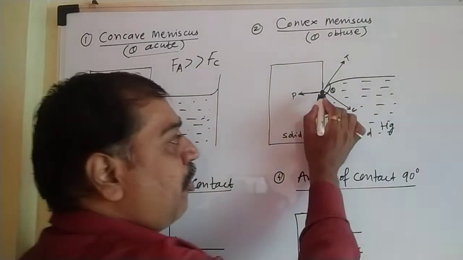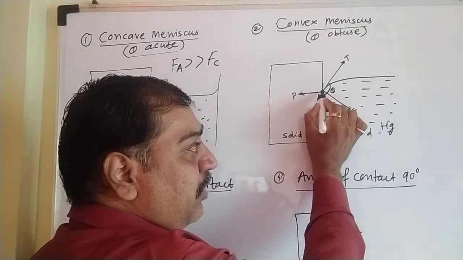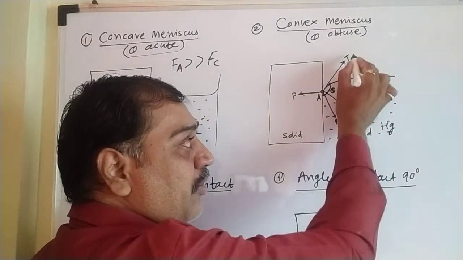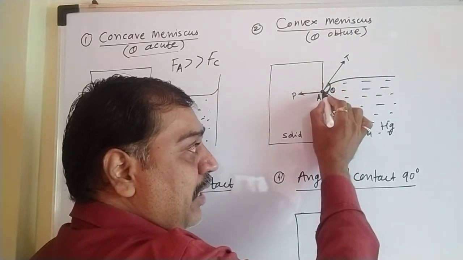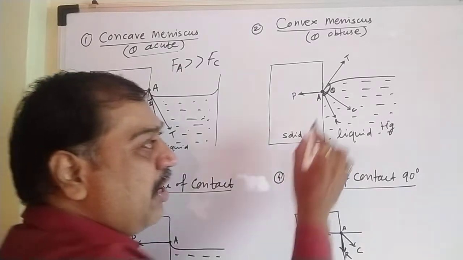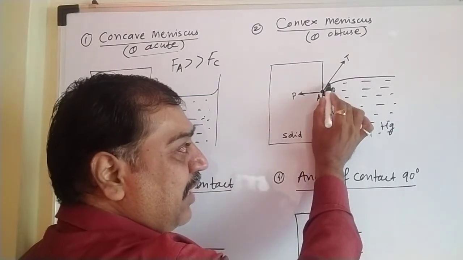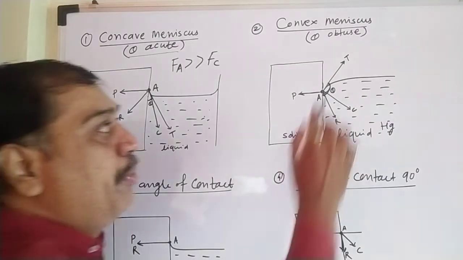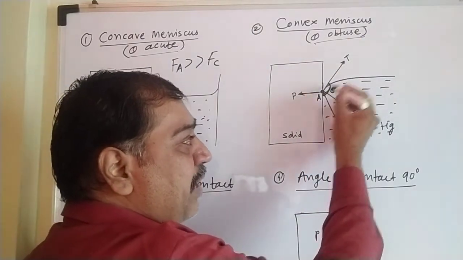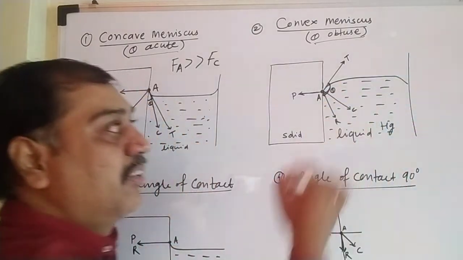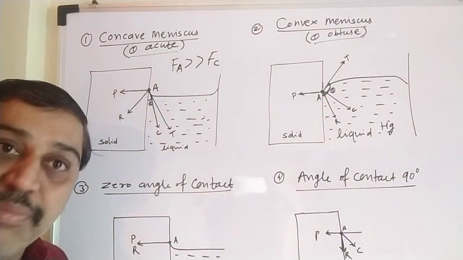So this point of contact is A. If we draw the tangent to this liquid surface, it goes upward like this, because it is the convex part. This angle measured in the liquid is nothing but the angle of contact theta, and it is seen from this diagram that theta is greater than 90 degrees. If it is greater than 90 degrees, it is said to be an obtuse angle. And the meniscus that gets formed, if you draw it here, comes like this, is nothing but a convex meniscus.